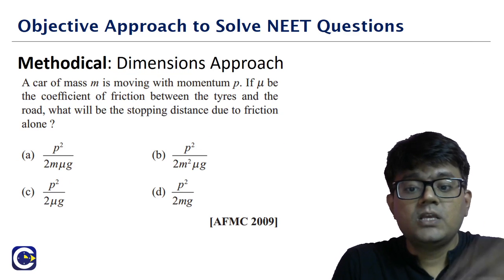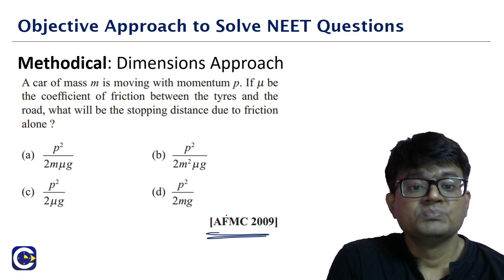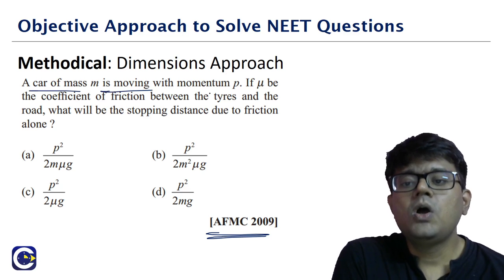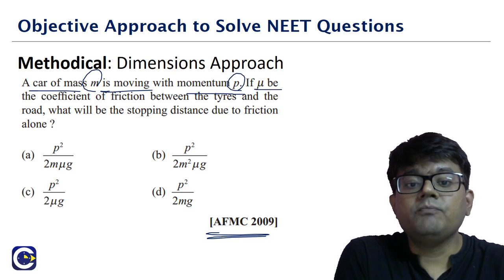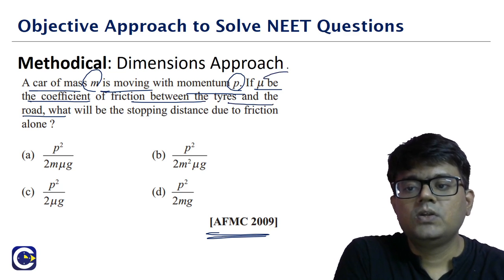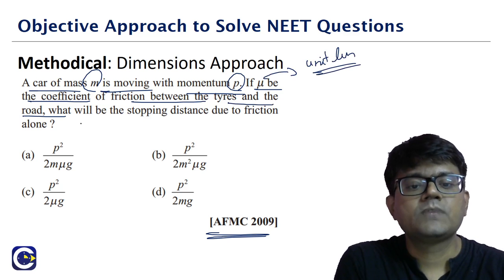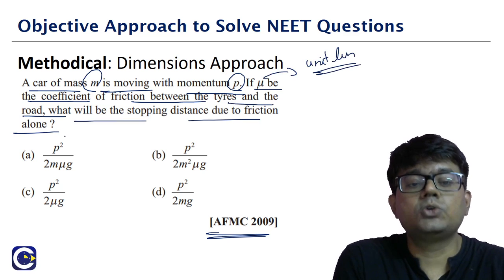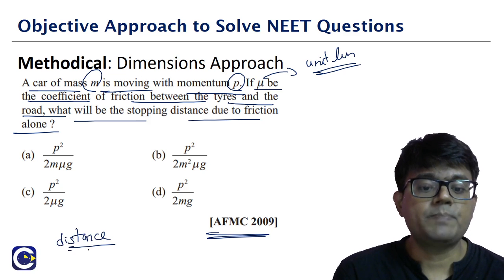Okay? So another example, this is another question which has come in the AFMC. A car of mass m is moving with a momentum p. If mu is the coefficient of friction between the tires and the road, mu is a unitless quantity. What will be the stopping distance due to the friction alone? We should calculate the stopping distance.